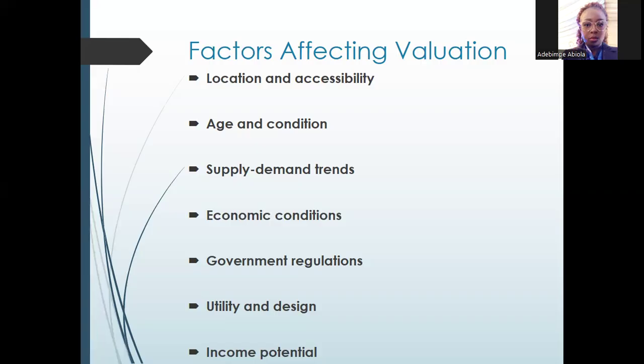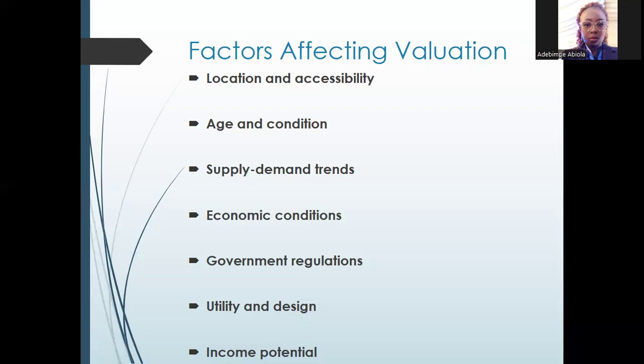It will affect our valuation. Then utility and design. So utility and design has to do with the conditions, has to do with the finishes, because in a situation whereby a property is well and tastefully finished, what do you expect of such a property?